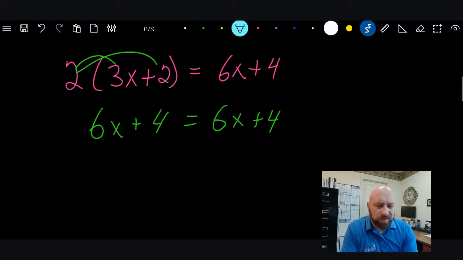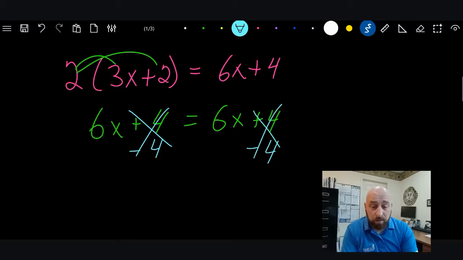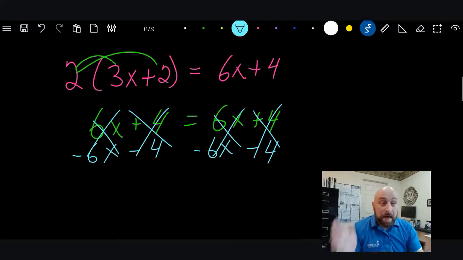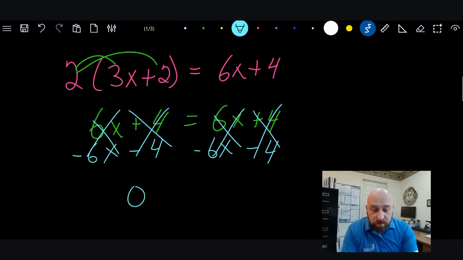So let's keep going with that. What happens if we just keep working it? Minus 4, minus 4. Well, watch what happens. That cancels and that cancels. Minus 6x, minus 6x. Well, that cancels and that cancels. Everything canceled. What are we going to do? All right, well, here's what happens. We have 0 equals 0.